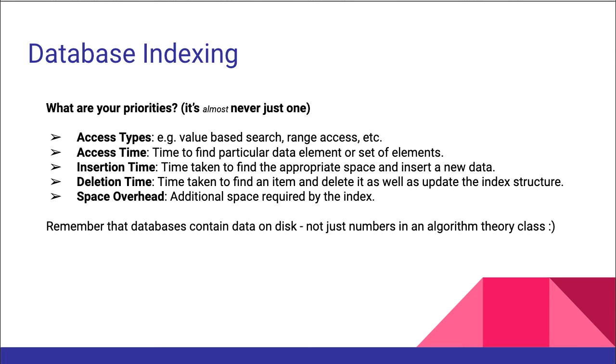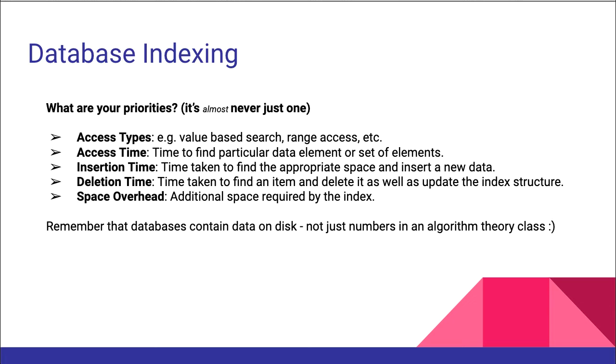Also, you're not just searching. There's insertion, deletion, update, right? It depends on what you are trying to do in your database. If you're just looking at census data, you're rarely going to update that. But in a university database, you're inserting, accessing, updating, deleting all the time. There's a lot of data going in and out of a university database. So, there's different priorities that you have to think about when you're creating indices.